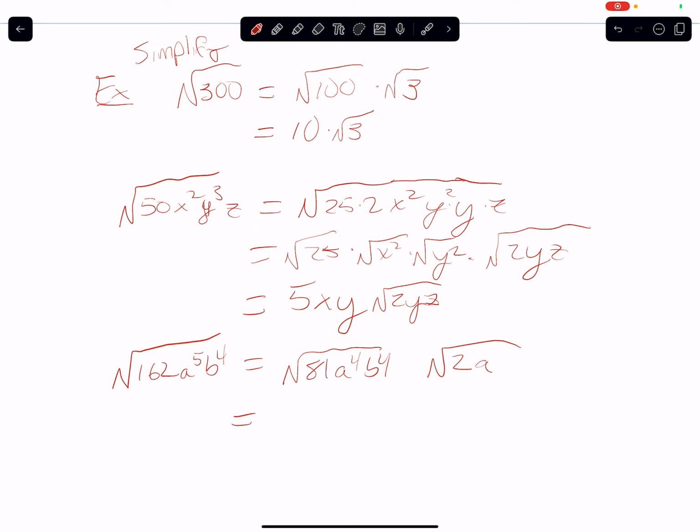Well, the square root of 81 is 9. The square root of a to the 4th is a squared. And the square root of b to the 4th is b squared, times the square root of 2a. And that's our final answer.